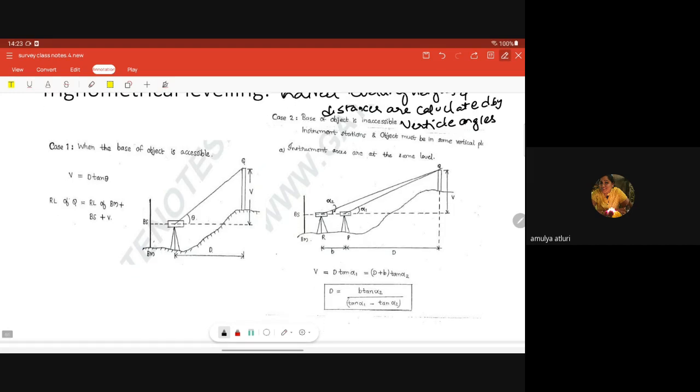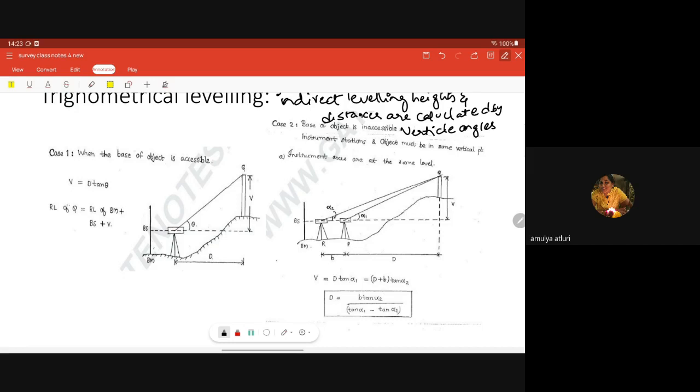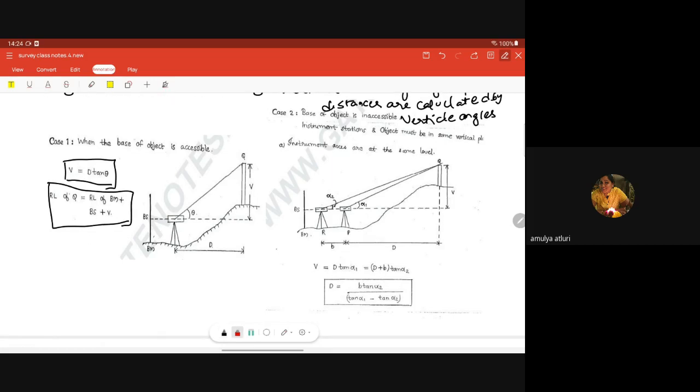There are two cases in this: the base of the object is accessible, and the base is inaccessible. If my base is accessible, I place a theodolite here, and my vertical height V is equal to d tan theta, and RL of Q is nothing but RL of BM plus BS plus V. These formulas you need to remember. We discussed these in the last class also, it's just to brush up your basics.